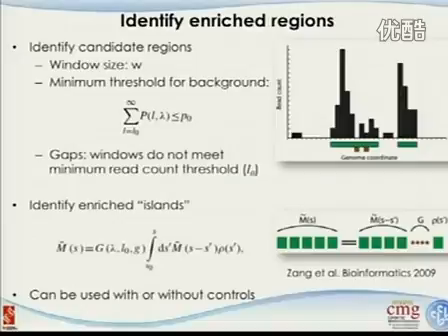So the first one is to identify the candidate regions. The second one is to identify the enriched islands. And this approach can be used with and without controls. So that is the way that they designed it. The paper is here. It's published in Bioinformatics, and I think they also have the code available for you to use.